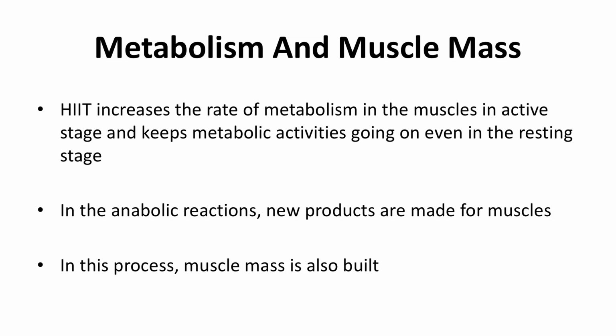HIIT increases the rate of metabolism in the muscles in active stage and keeps metabolic activities going on even in the resting stage. In the anabolic reactions, new products are made for muscles. In this process, muscle mass is also built. Since high-intensity workouts keep the anabolic activities going on for 24 hours following the workout, they ensure that muscle synthesis is taking place at all times.